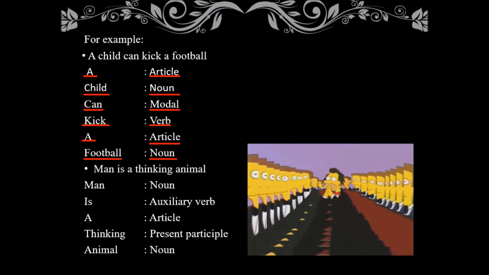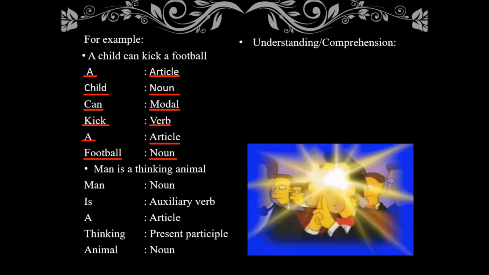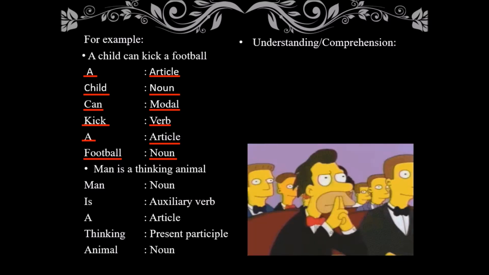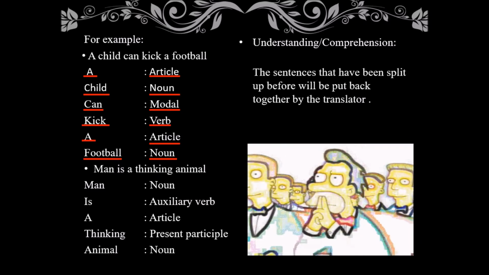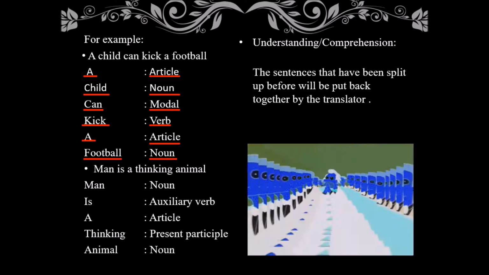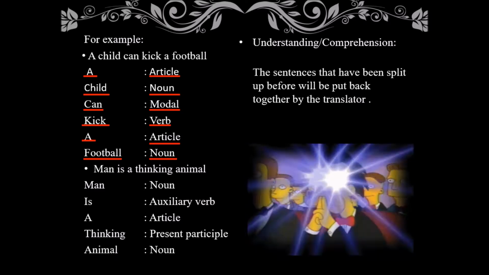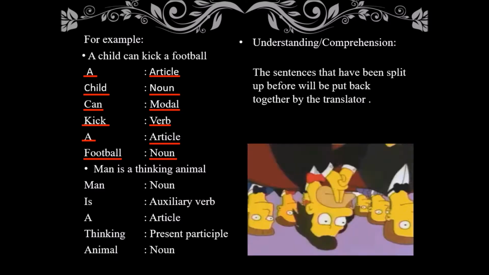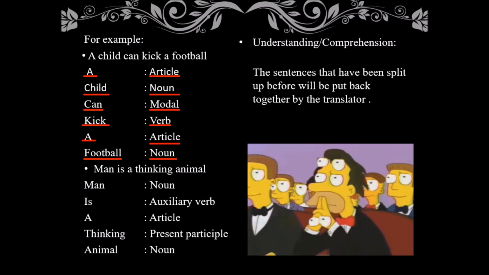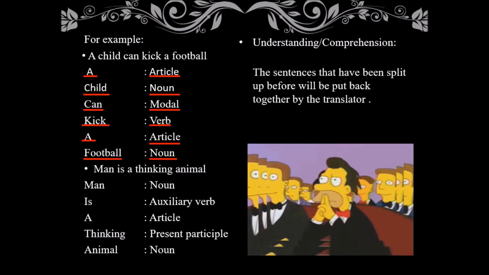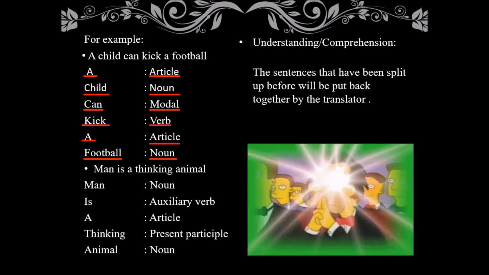Now is the third step, that is understanding or comprehension. Here, the sentences that have been split up before will be put back together by the translator in order to catch the overall meaning of the text and be equipped with comprehensive knowledge of the text itself.